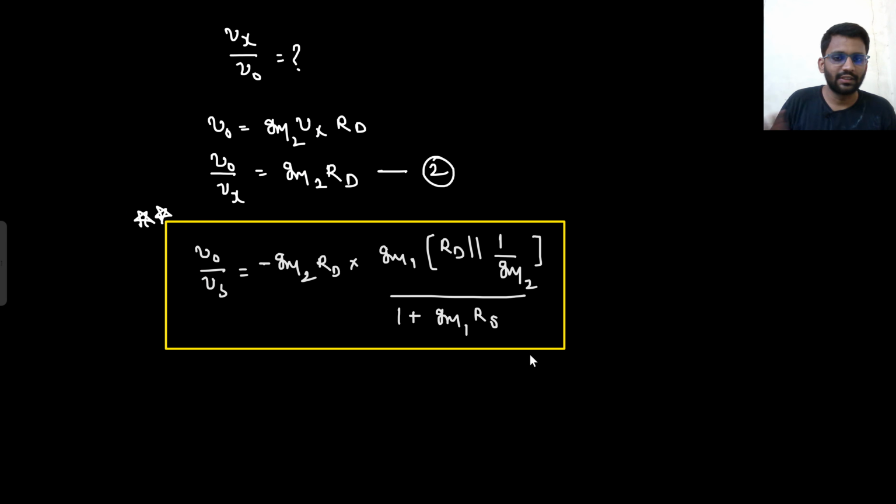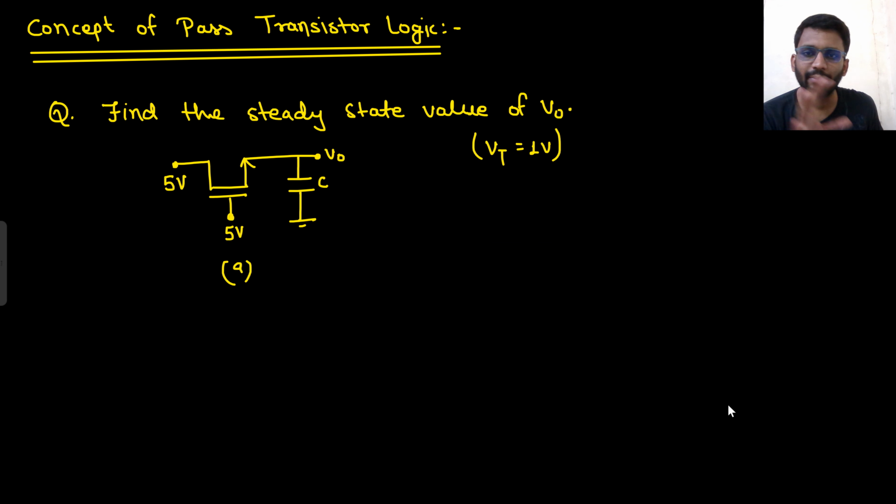Minus G into RD. So this is the final answer. That's it. In this manner only you need to find the gain if they ask in the examination. Now we are going to study about pass transistor logic. In pass transistor logic, you need to find the steady state voltage of V0.